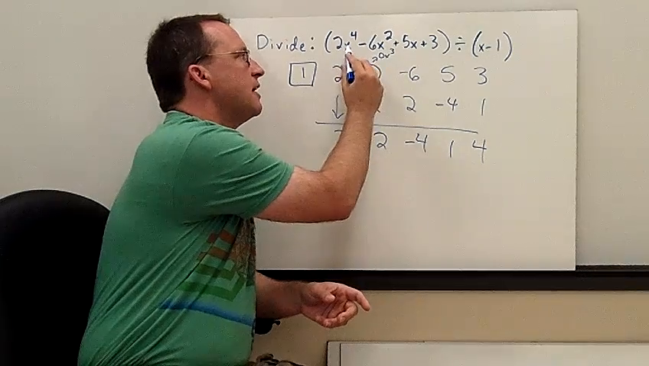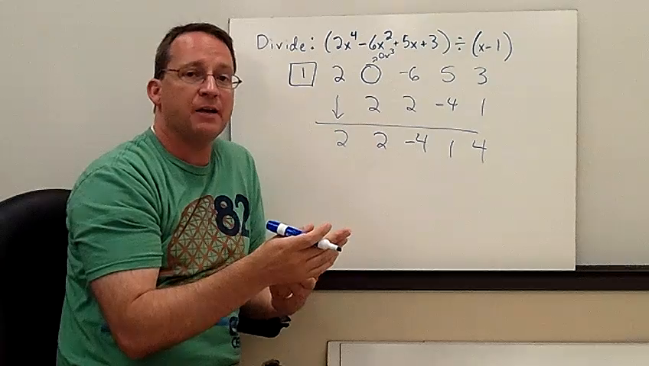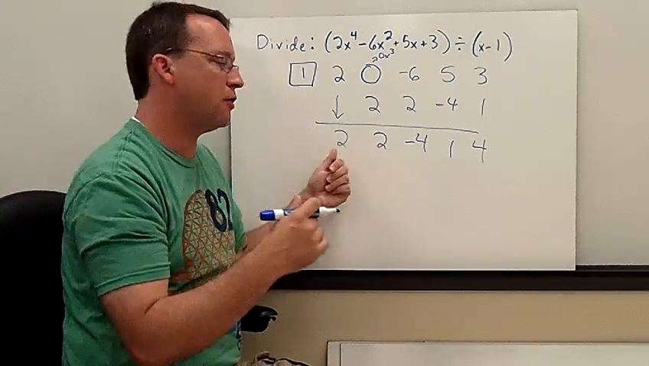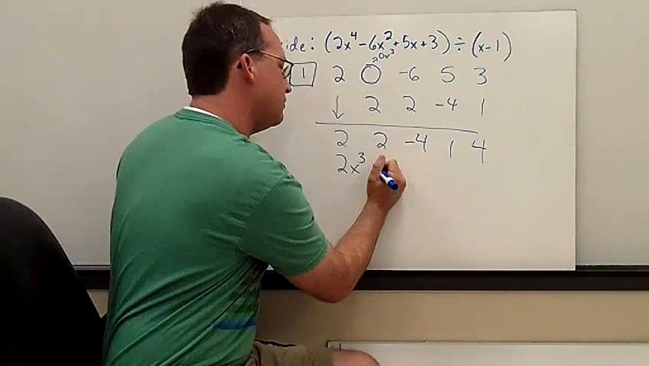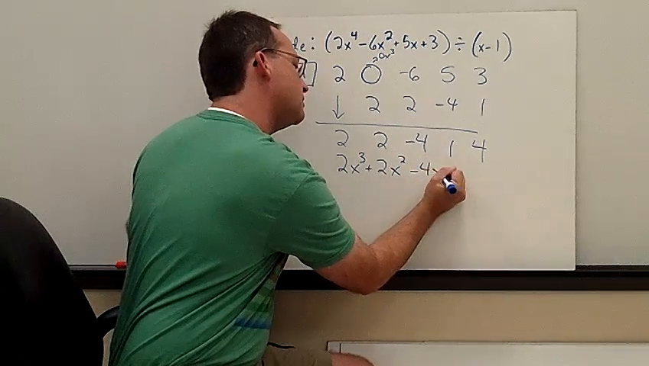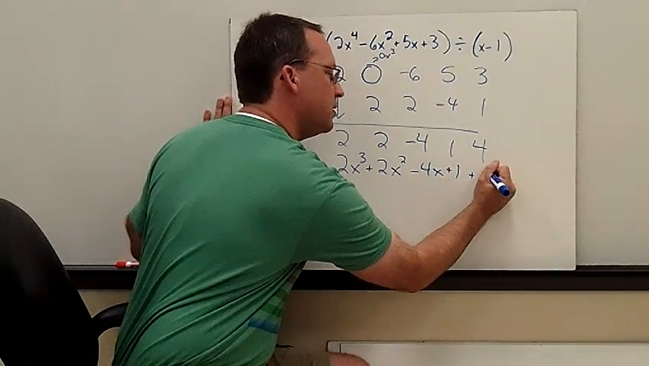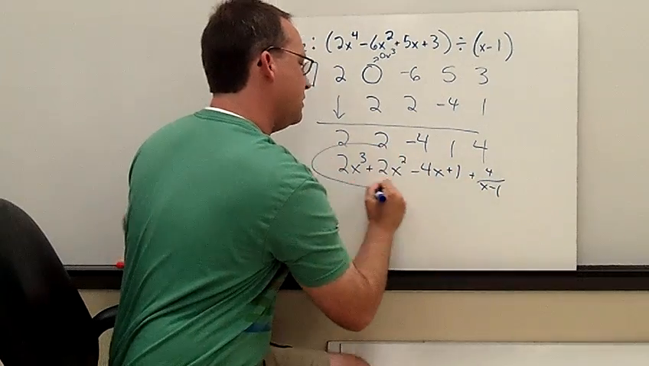Now here, notice we've got an x to the 4th divided by an x. Right? X to the 4th divided by x would be an x to the 3rd. So this 2 stands for 2x to the 3rd, 2x cubed. Then we count down: 2x squared minus 4x plus 1. We do have a remainder this time, so we'll say plus 4 over the x minus 1 that we divided by.